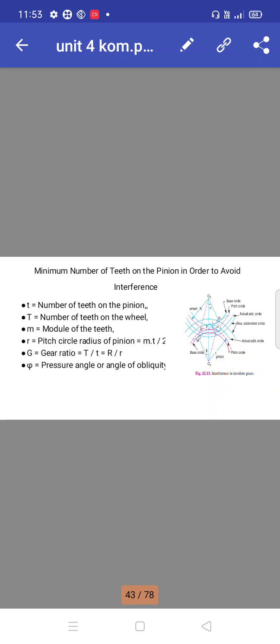Small t is the number of teeth on pinion. Capital T is the number of teeth on wheel. M is the module of pitch. r is the pitch circle radius of pinion, equal to mt by 2. Gear ratio is equal to T by t, that is equal to capital R by small r. Phi is the pressure angle or angle of obliquity.